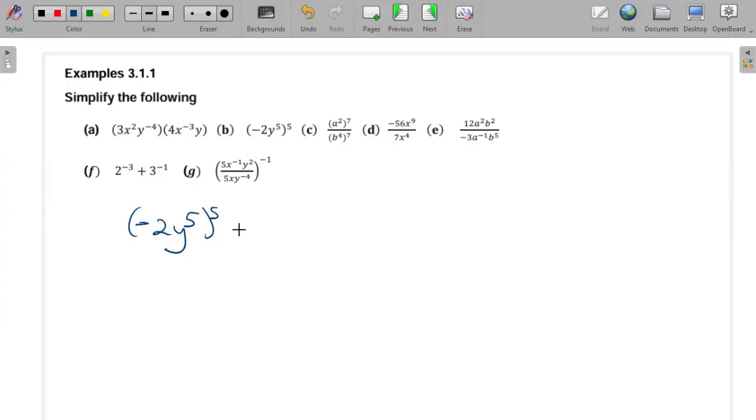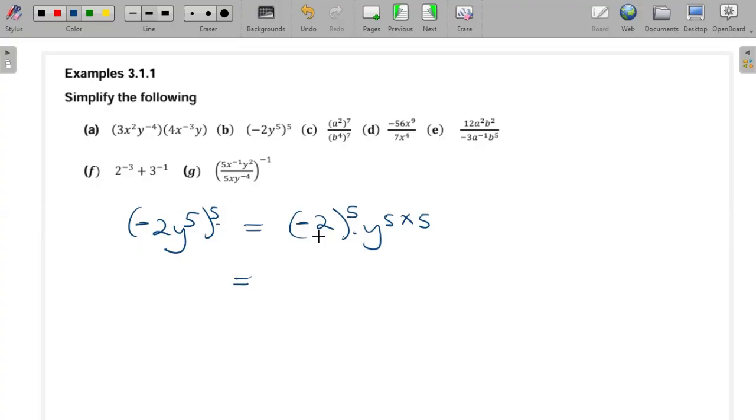From the property which we learned, if I have a number here and another one there, I can distribute this power. So I'll distribute. Negative 2 is going to be raised to the power 5, and I have the y here with power 5. So the 5 and the 5 will be multiplied. I've distributed like that.